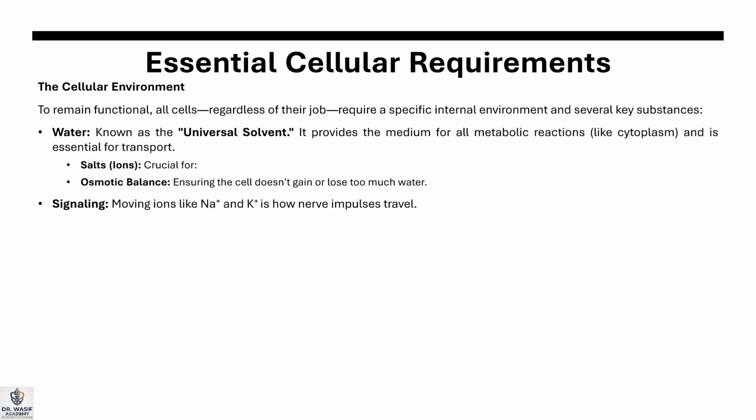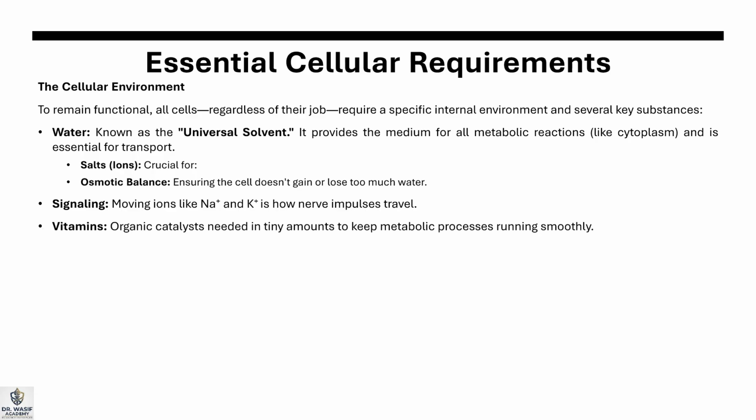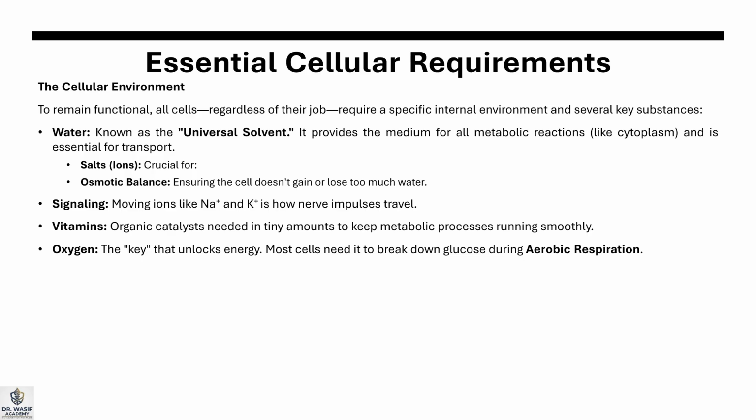Next, we have salts or ions. These are the cell's traffic controllers. They maintain the osmotic balance so the cell does not shrivel up or explode, and they act as electrical signals. For example, your nerves fire by moving sodium and potassium ions in and out. Then there are vitamins. Think of these as the oil in the engine. You only need a tiny amount, but without them, your metabolism would grind to a halt. And of course, oxygen, which is the key that unlocks energy from glucose during aerobic respiration.